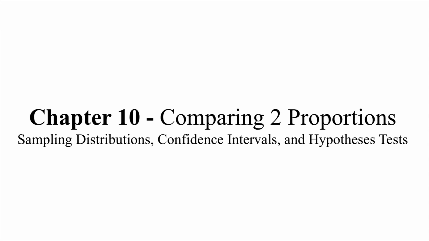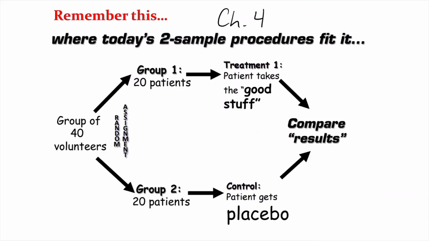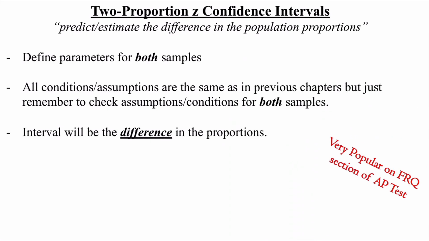Okay, so yesterday we talked about confidence intervals, two proportions, right? So when we talk about two proportions or two samples, our question is, are the two samples significantly different? So the sample versus the sample, not what we saw in chapter 8, chapter 9, which was, is our one sample different from what's claimed? Okay, that's just a little review of yesterday.